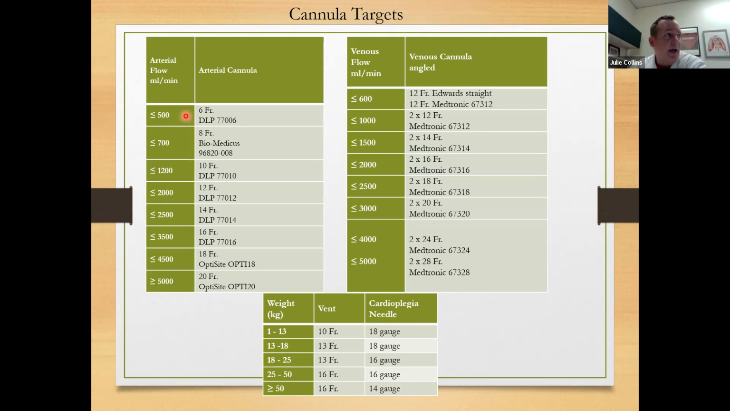So on your test, I may give you a flow target, and I may ask, which cannula would you pull? On this slide, don't worry about venous flows, but I would suggest your arterial cannula flows. That's a little bit of a hint. So if I ask you on a test, the patient is such and such size, what arterial cannula would you use, by knowing this slide, you would know what to pick. Is that fair?